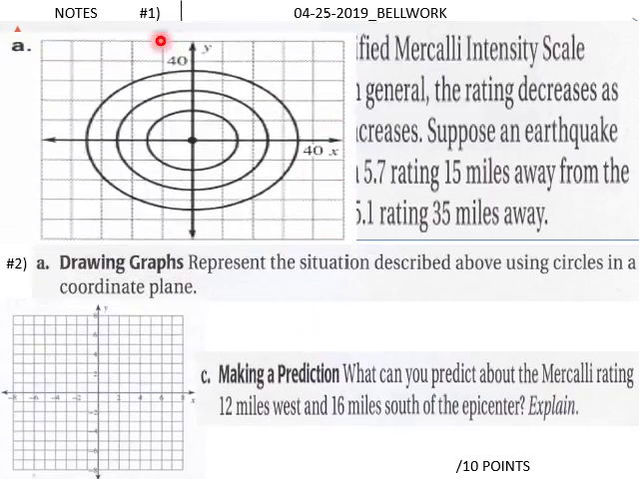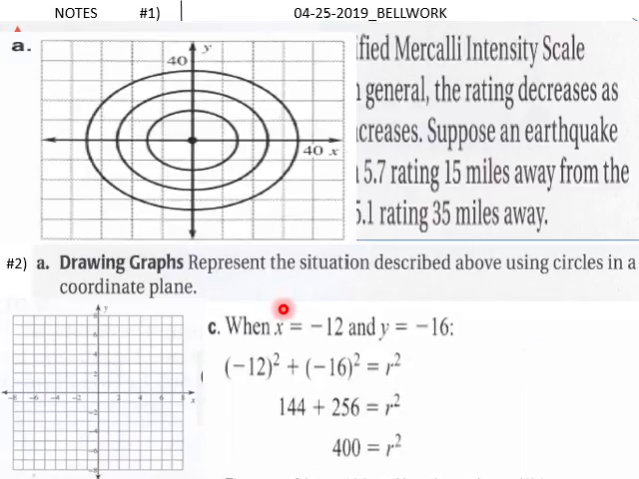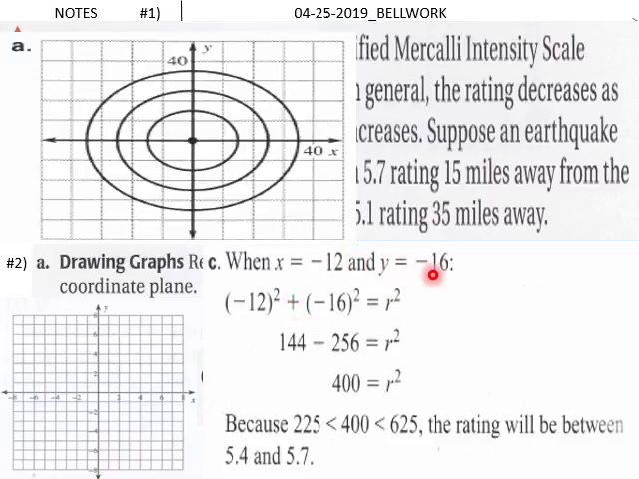Okay, we're back. Here is the graph that you should have gotten, students. Here we got two concentric circles here. And then when x equals -12, y equals 16, we plug this into our formula here. Because 225 is less than 400, less than 625, the rating will be between 5.4 and 5.7. It must be in this ring here, this area here.